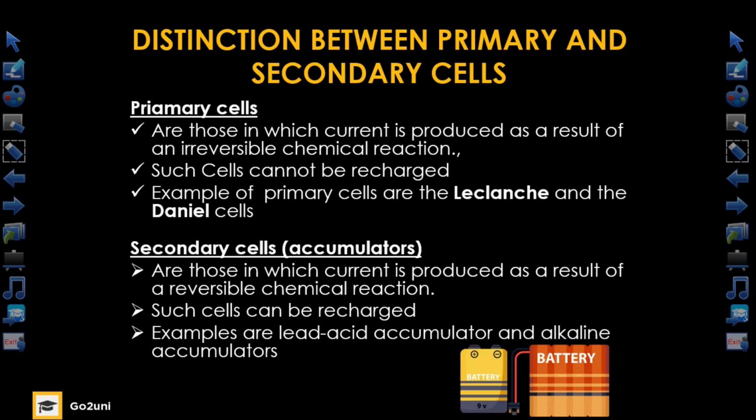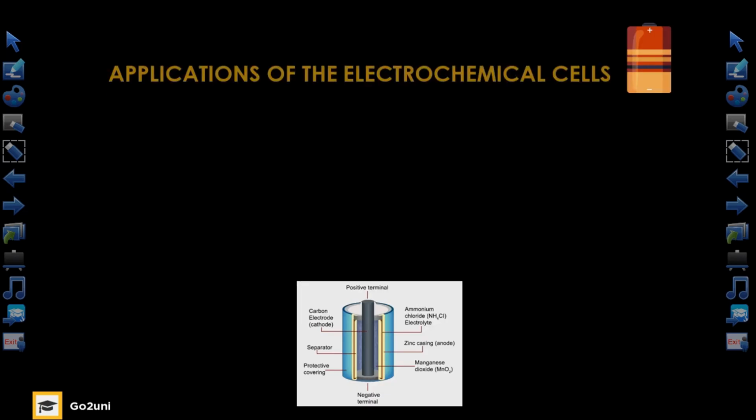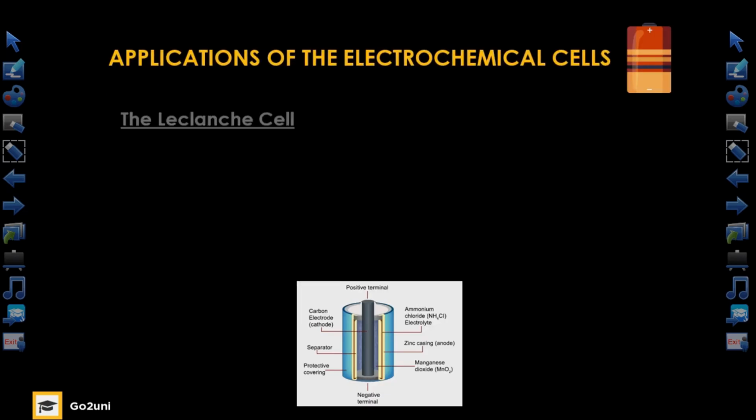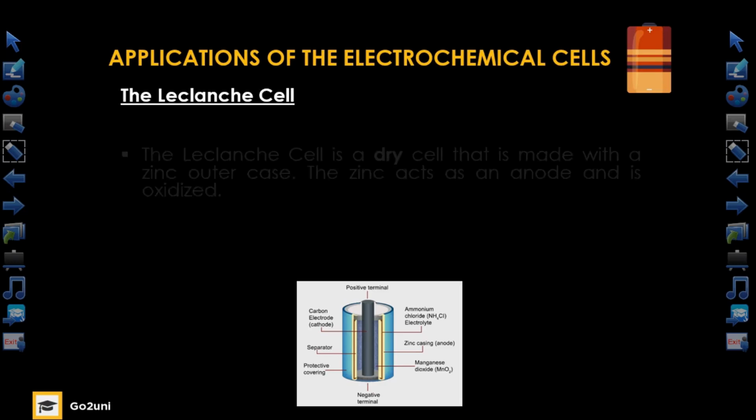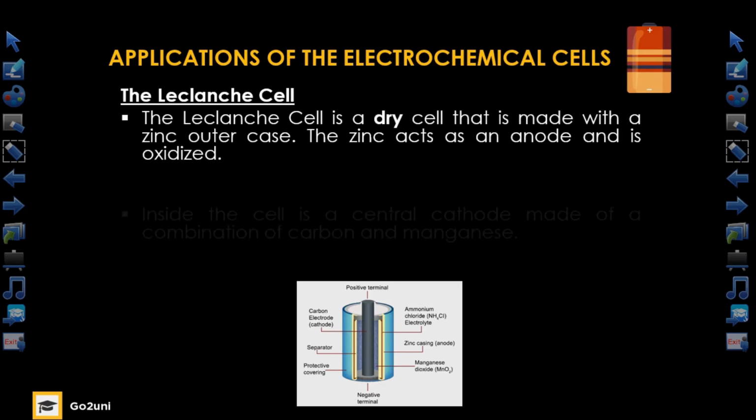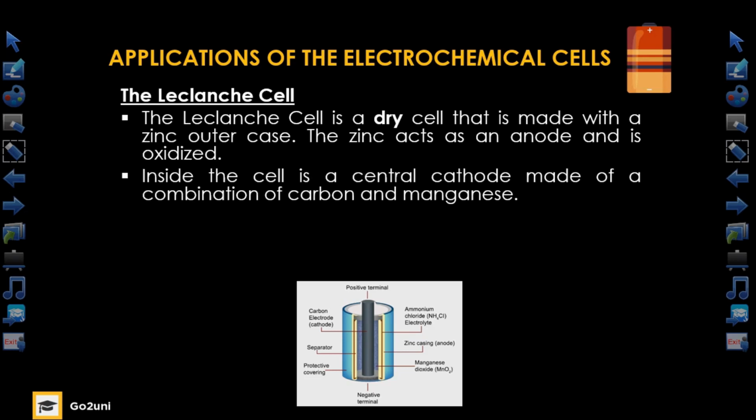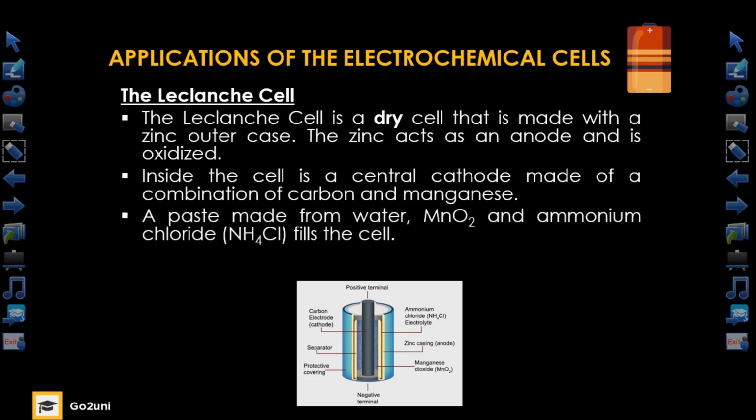Secondary cells, on the other hand, produce current such that once the power is exhausted, it can be recharged. Examples of secondary cells are the lead acid accumulator and the alkaline accumulator. So these are examples of secondary cells. Now let's look at applications of the primary cells, which are also electrochemical cells. When we talk about these primary cells, we have said the Electrochemical cell and the Daniell cell are examples.